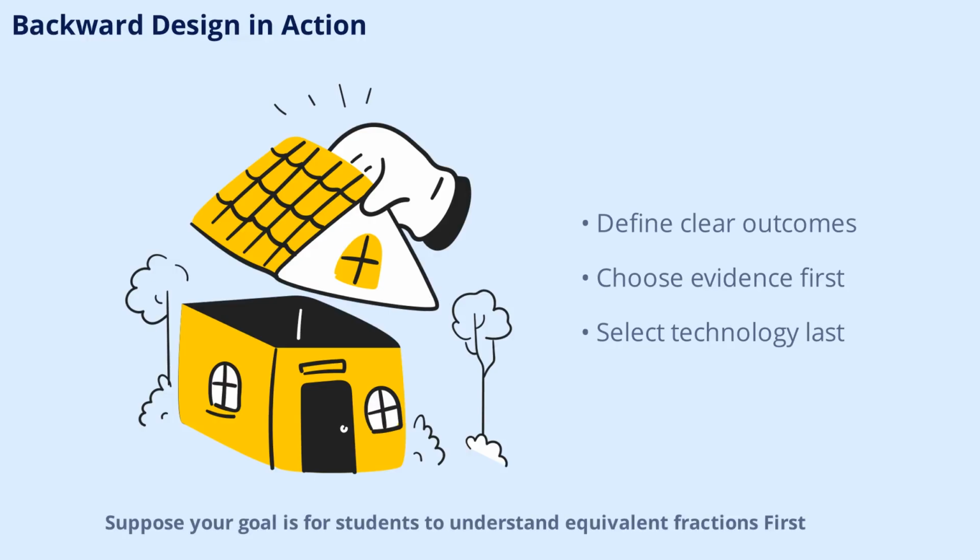Suppose your goal is for students to understand equivalent fractions. First, define what success looks like. Perhaps students can represent equivalent fractions in multiple ways. Next, decide what evidence will show this understanding, such as a hands-on activity or a written explanation. Only then do you select the technology that best supports these outcomes.